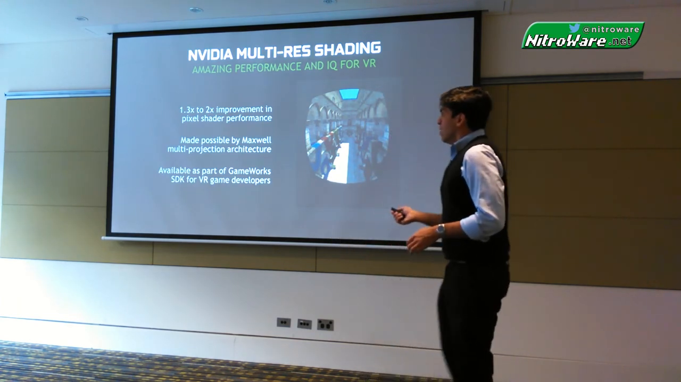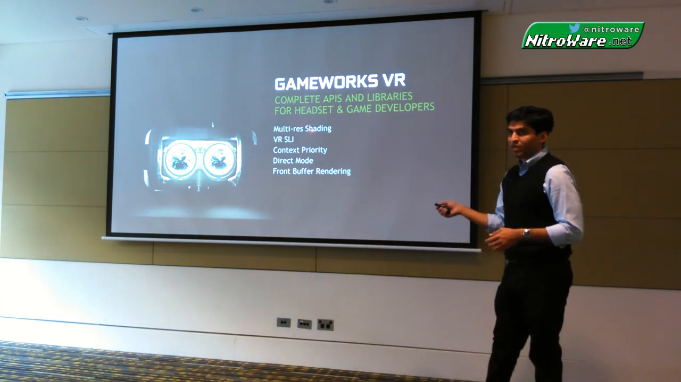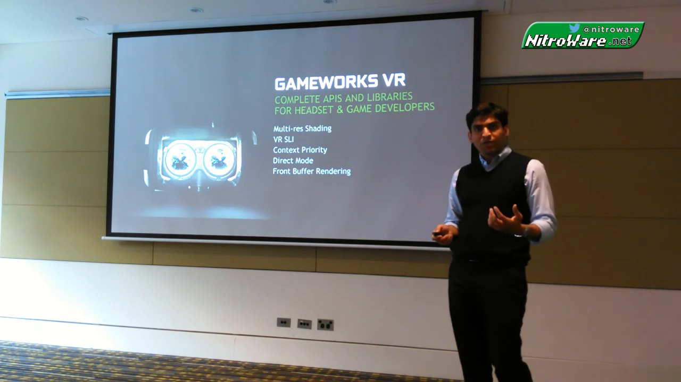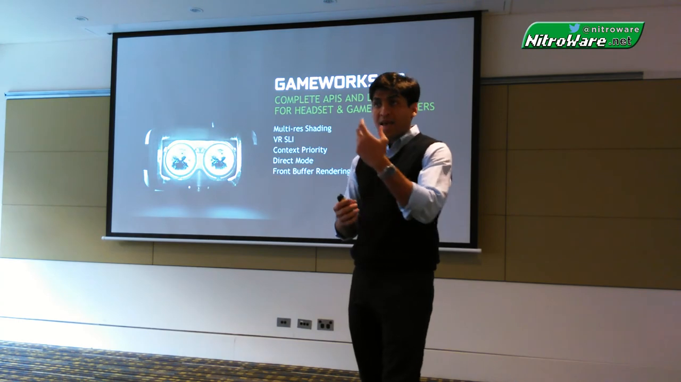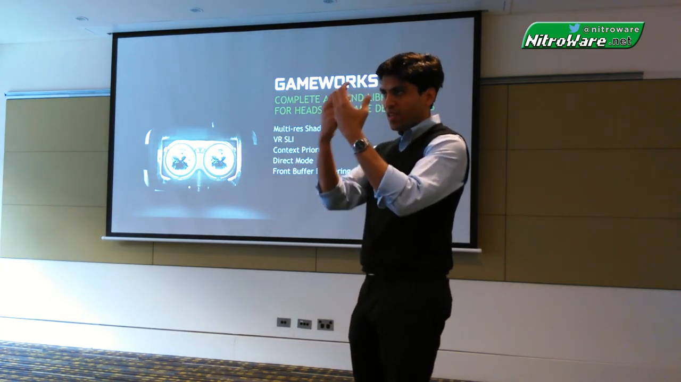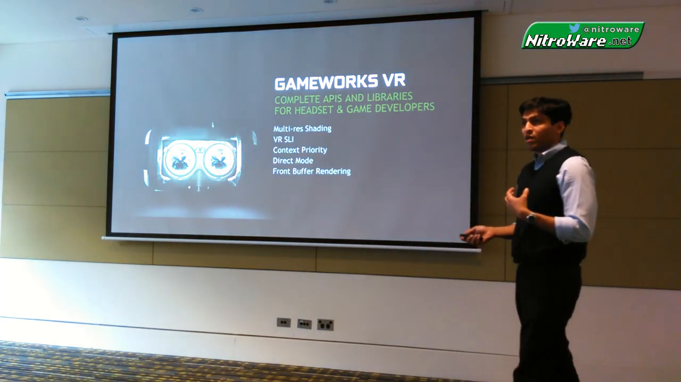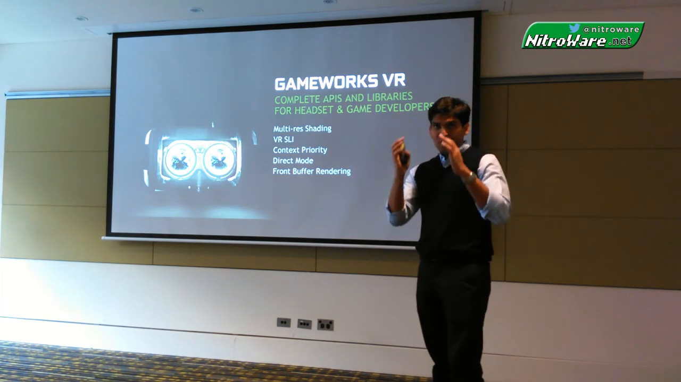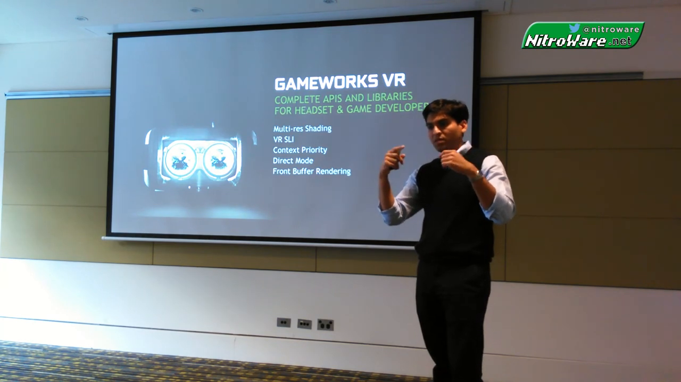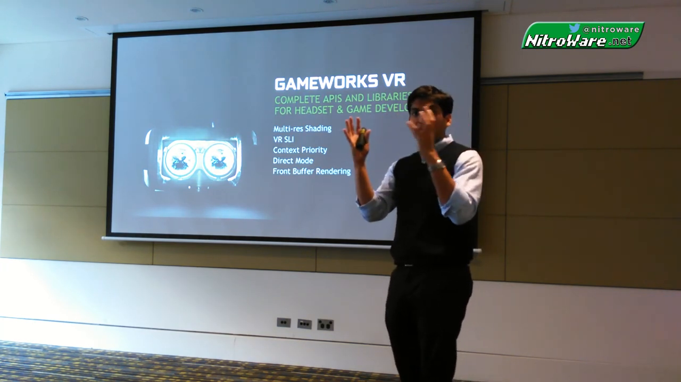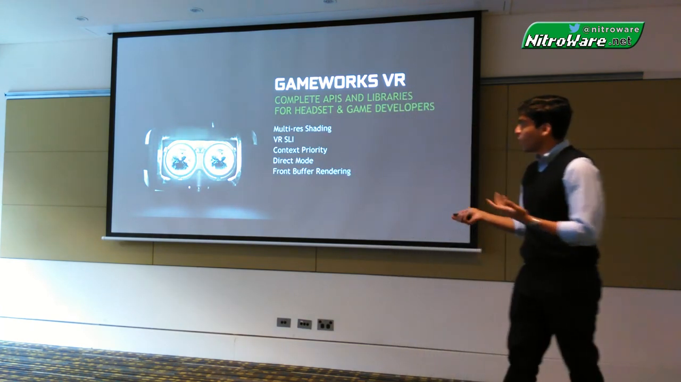That's just one part of the Gameworks VR library. We also have SLI support for virtual reality. So that means that we can have, say, a two GPU configuration, and each GPU is dedicated to each eyeball. We also have context priority, which is our version of async time warps. So if the head was to, say, jerk or move suddenly, then the latency of the VR would be very reduced. They would not feel latency as they move suddenly. That's what context priority does.